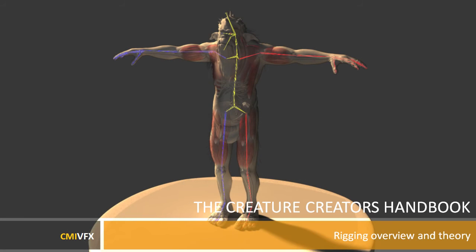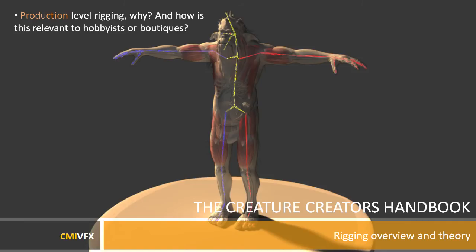So we'll look at some rigs in just a moment, but first a point of discussion. Production level rigging as our target. Why? And how is this relevant to the home hobbyist or a commercials boutique or even games companies? Well, first, you need to properly understand what the term production quality rigging pertains to. My rigging practice is not something that is set in stone. It evolves and it changes all the time. It is because it is less of a designated workflow and more of a general philosophy.